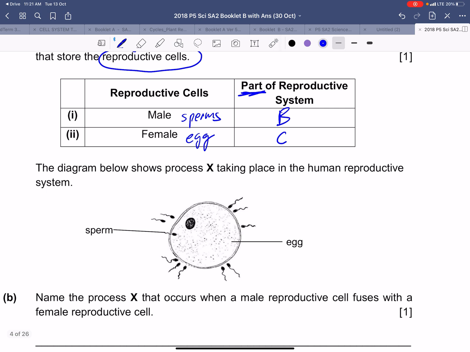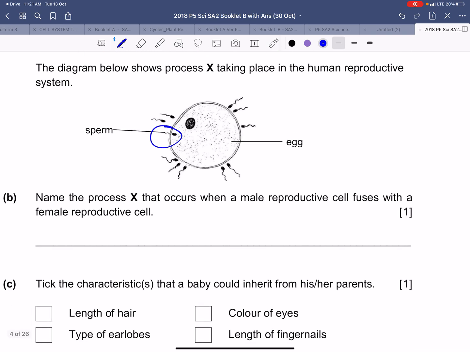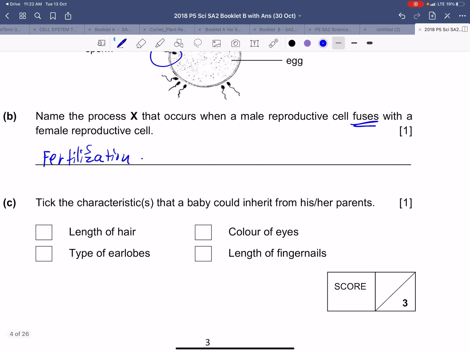Now, the diagram below shows process X taking place. So obviously you have your sperm meeting your egg. I told you all this many times already. This part over here is actually the fusion part. So this is fertilization. A lot of you cannot spell fertilization. You can put S also, whatever. I accept both. Okay, I have to spell for y'all. Okay, C, I like to spend a little bit more time on this.